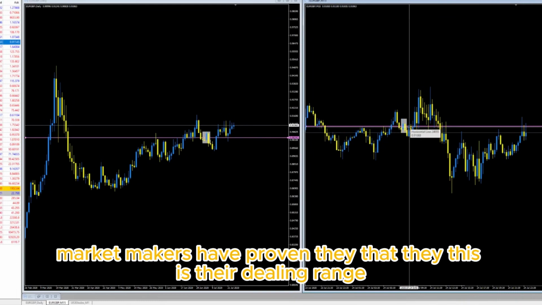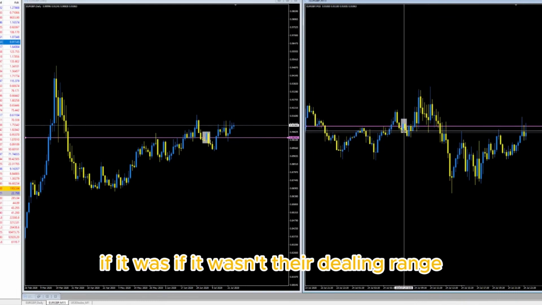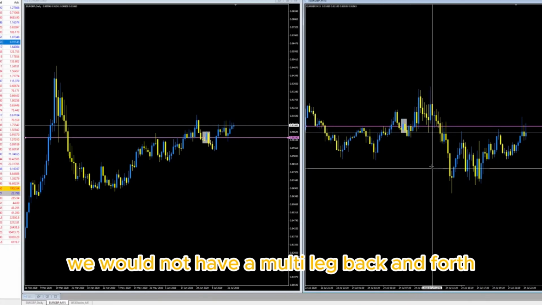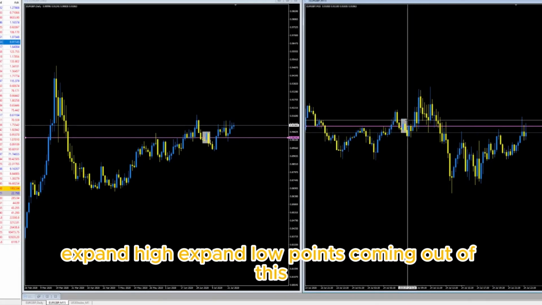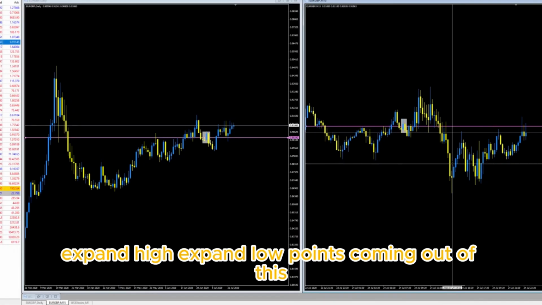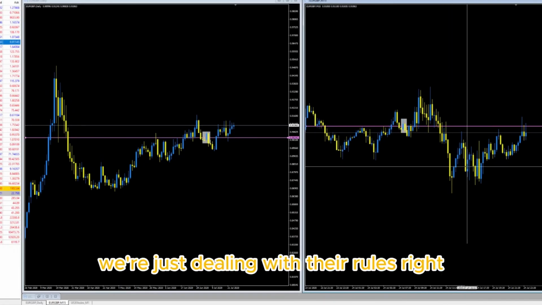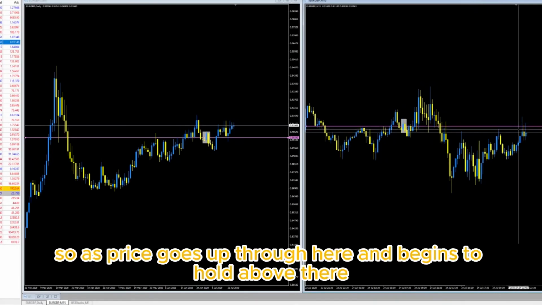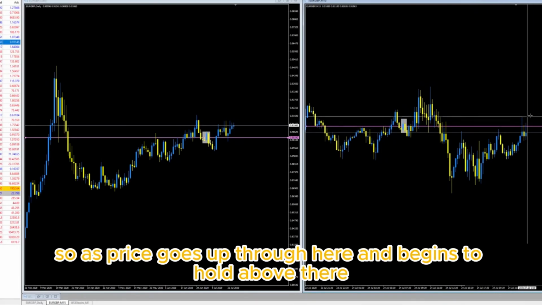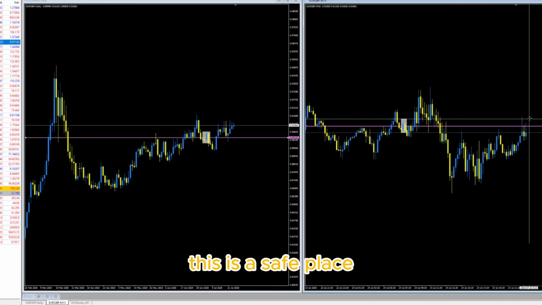Market makers have proven this is their dealing range. If it wasn't their dealing range, we would not have a multi-leg back and forth, expand high, expand low points coming out of this. They wouldn't have defined the range. They defined it. We're just dealing with their rules, right? So as price goes up through here and begins to hold above there, this is a safe place.